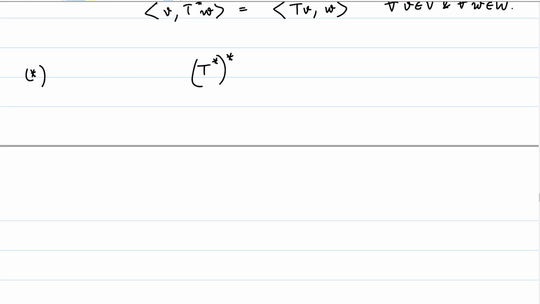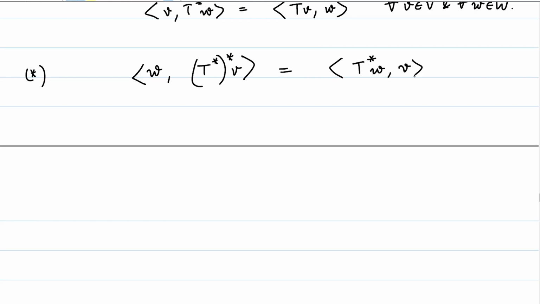So where is T star star going to be from? T is a map from V to W. T star is a map from W to V. T star star is a map from V to W again. So we are going to look at the inner product of this in W. Let me just mention here that this inner product is happening in W. And by definition, this is equal to the inner product of T star W and V.